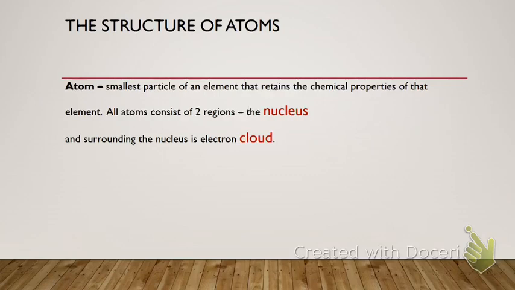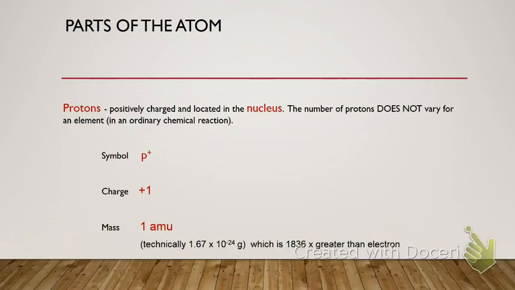Okay? So, let's talk about protons first. They are positively charged. They are located in the nucleus. And the number of protons does not vary in an element when we're doing ordinary chemical reactions. So the amount of protons stays the same. We identify elements by their protons, however many they have. The symbol for the proton is a P with a plus sign because it's a +1 charge, and we define the mass as 1 atomic mass unit.